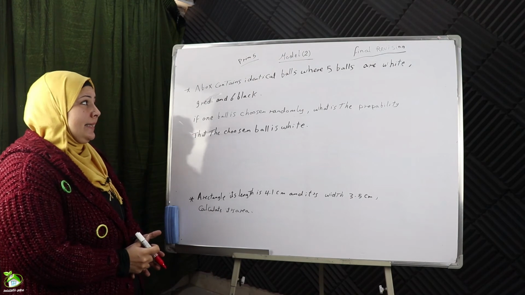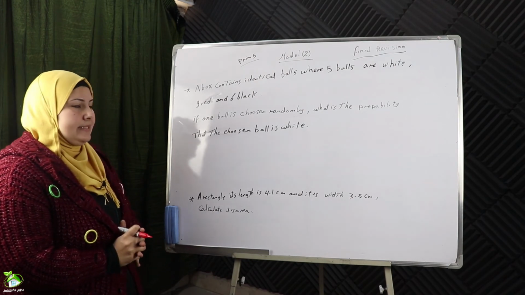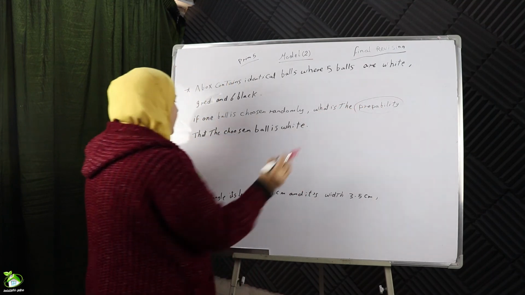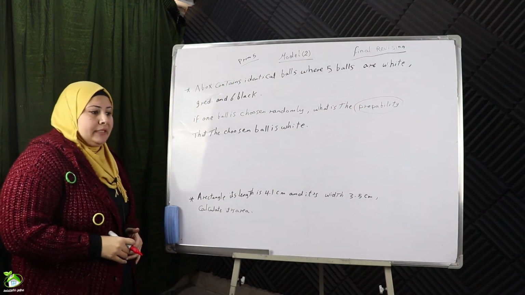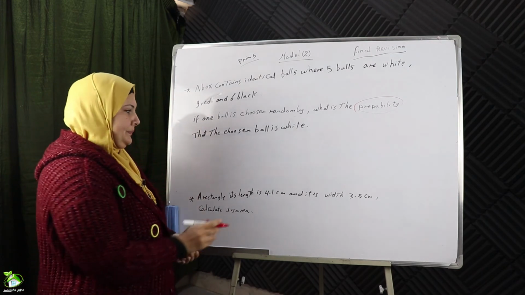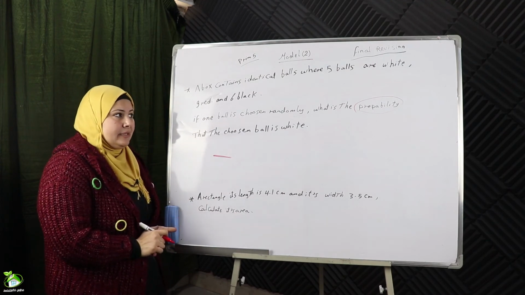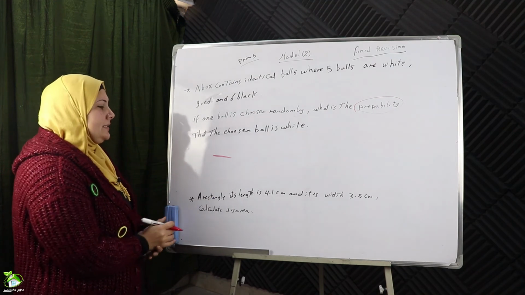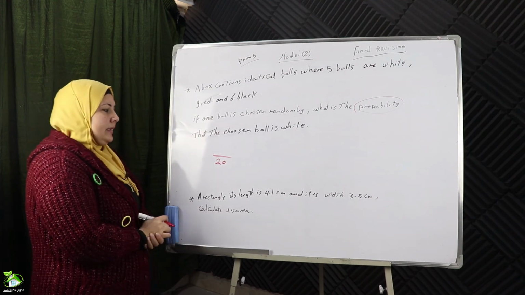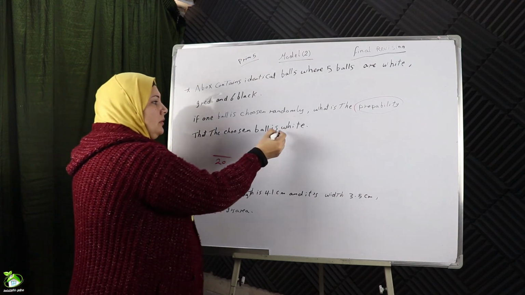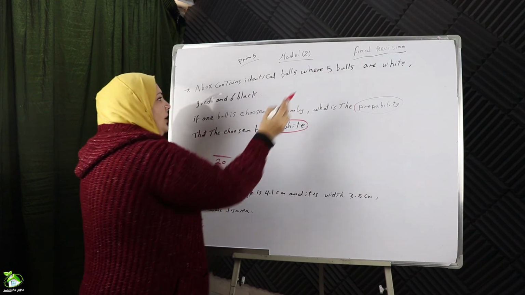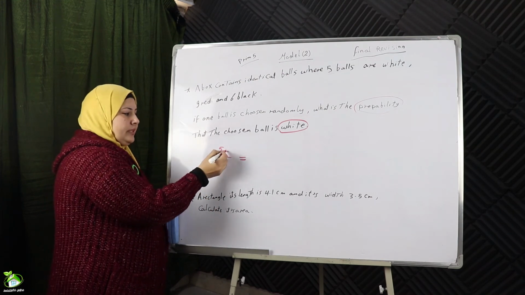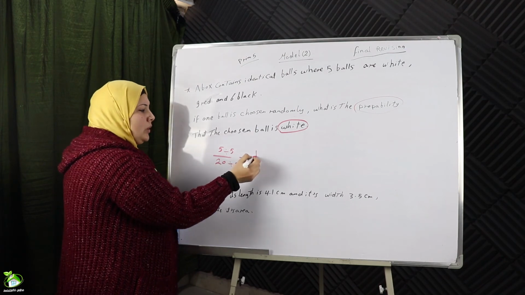A box contains identical balls where 5 balls are white, 9 red, and 6 black. If one ball is chosen randomly, what is the probability that the chosen ball is white? Probability should be written as a fraction. Its denominator is all the numbers in the box. 5 plus 9 plus 6 equals 20. So the denominator is 20. Its numerator is the number which I want, the number of white balls, which is 5. So the probability will be 5 over 20. In its simplest form, divided by 5, the result will be 1 over 4.